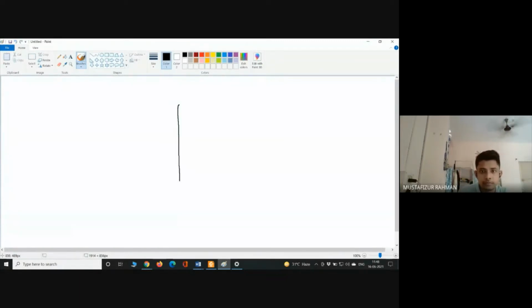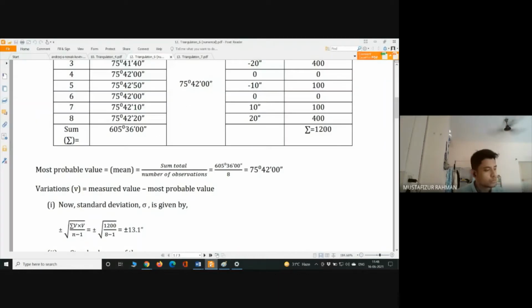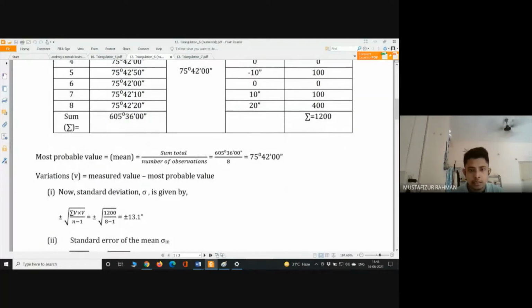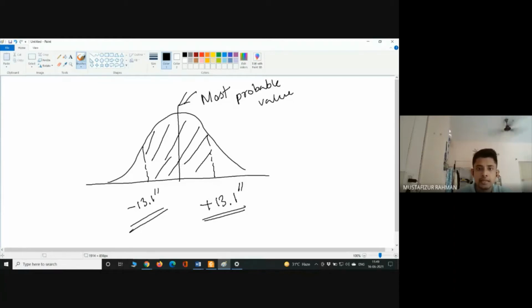So in this case, what will happen? It is like this. This is our most probable value. And we have plus 13.1 second in this direction, and minus 13.1 second in this direction. So this is the deviation or the variation from the mean value or the most probable value. And by the law of probability, 68% of the measurements will lie in this region.